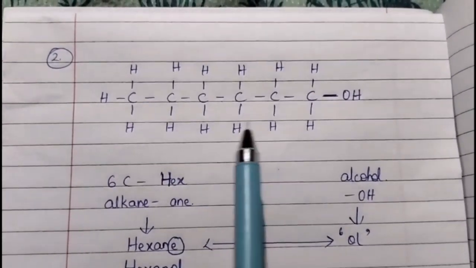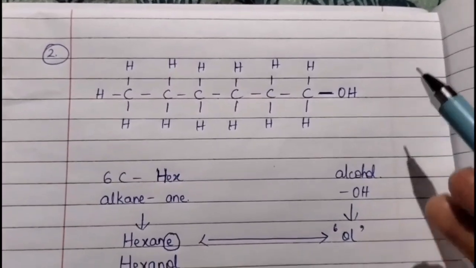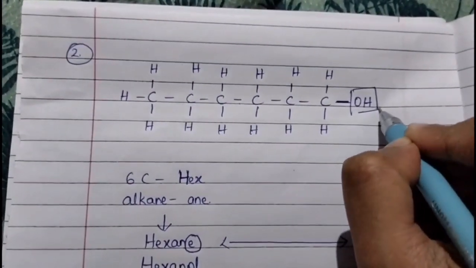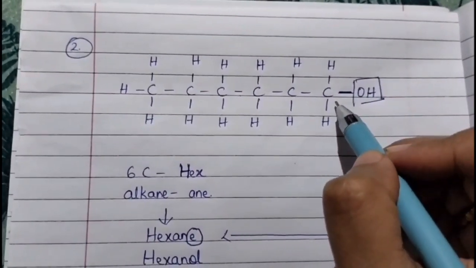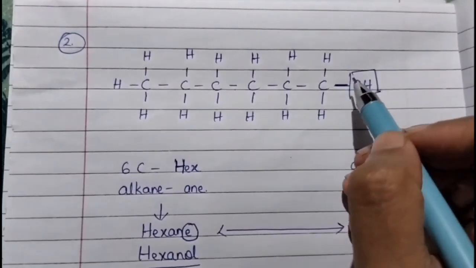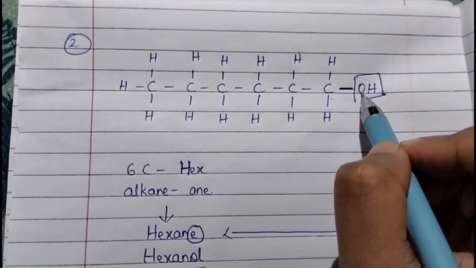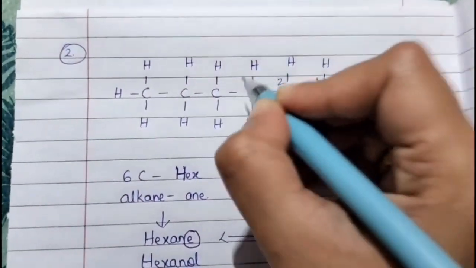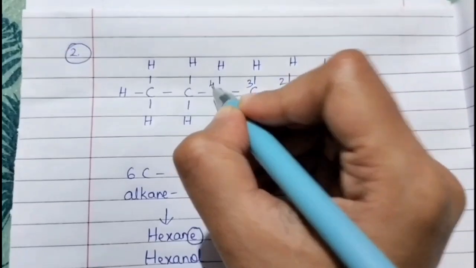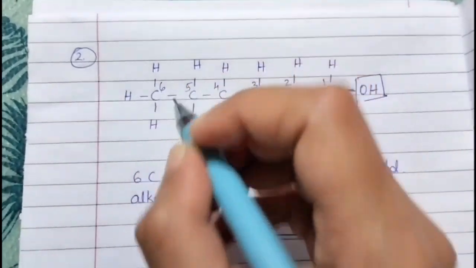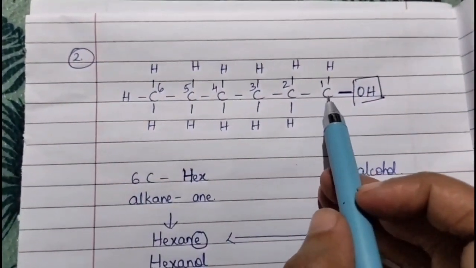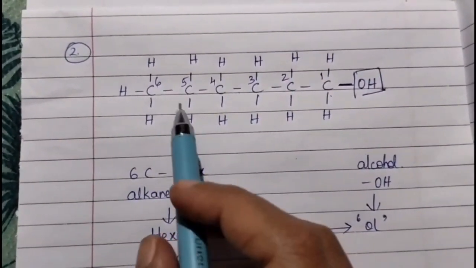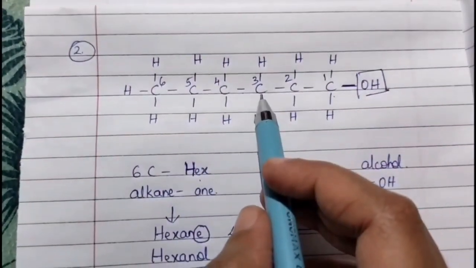Second step is to count the number of carbon atoms. So as you can clearly see, there is one functional group at this position. You have to start numbering carbon atoms from the right hand side, because the carbon attached to the functional group should get the highest priority. So 1, 2, 3, 4, 5 and 6. So you can see that there are 6 carbon atoms. So the root word used will be hex, and alkane because there are only single bonds between carbon atoms.